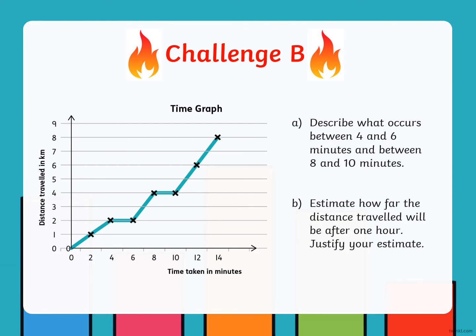And the second challenge, a bit of a trickier one, this one. All right, it takes a little bit more thinking, a bit more explanation time as well. So there's a graph provided here, this line graph, showing the distance travelled in kilometres over time. For the first part, can you describe what has happened, what occurs between 4 and 6 minutes and between 8 and 10 minutes? You can see that the line changes. Can you describe what has happened? Remember, it's distance travelled over time.